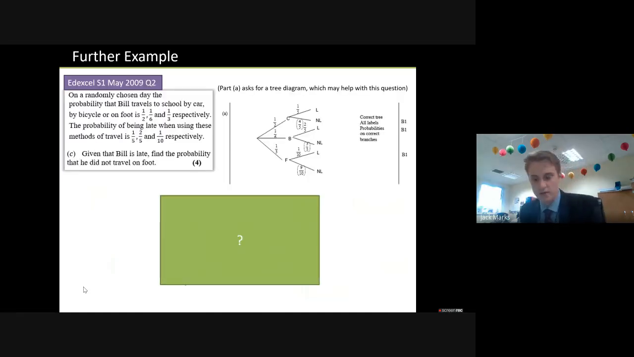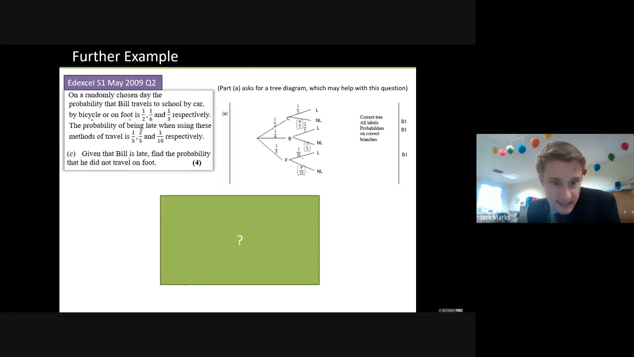So we've got a further example here, and then a test your understanding. Let's have a look. C, B, and F. What's this all about? Car, bike, and foot, by the look of it. So the probability that he travels are these things. And then the next thing is about late and not late, not late, late, not late, late, not late.